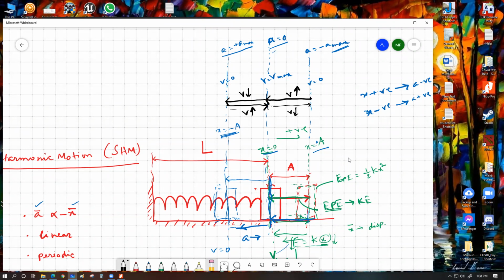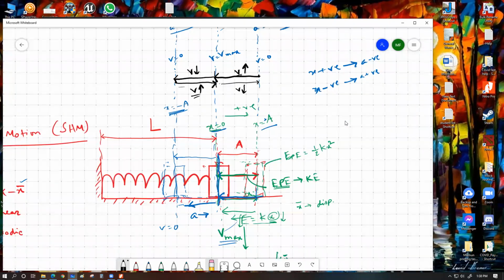So important observation: motion towards the equilibrium always causes the speed to go up, because for these motions, if I write over here, motion towards equilibrium. I need more space.